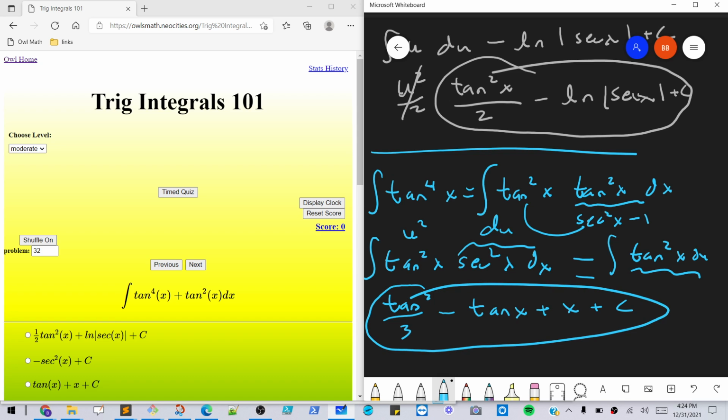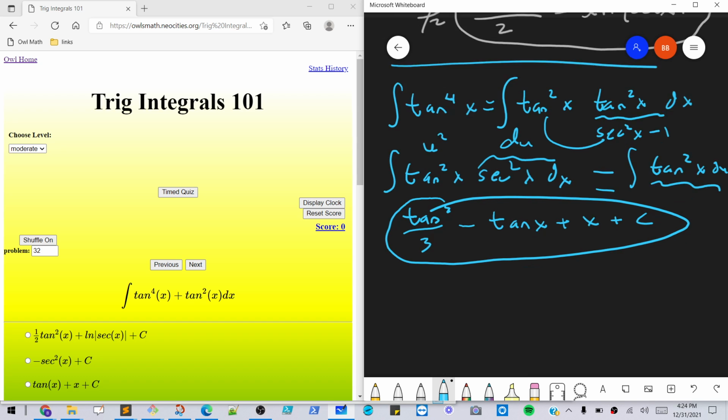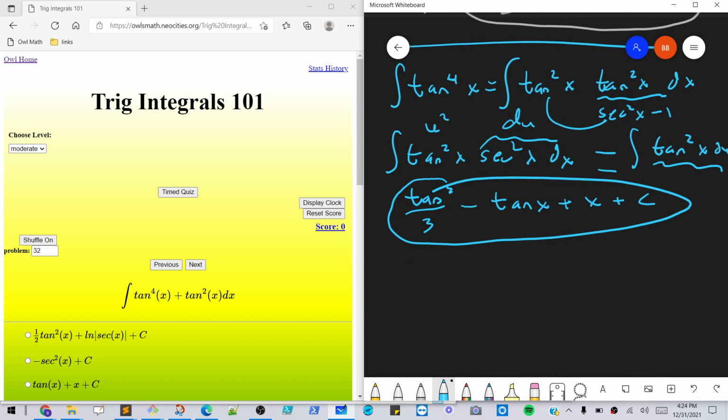Okay, so all we need to do now is get back to the original problem, which is the integral of tan 4 and tan squared. So let's just write these together, and this is kind of the punchline.